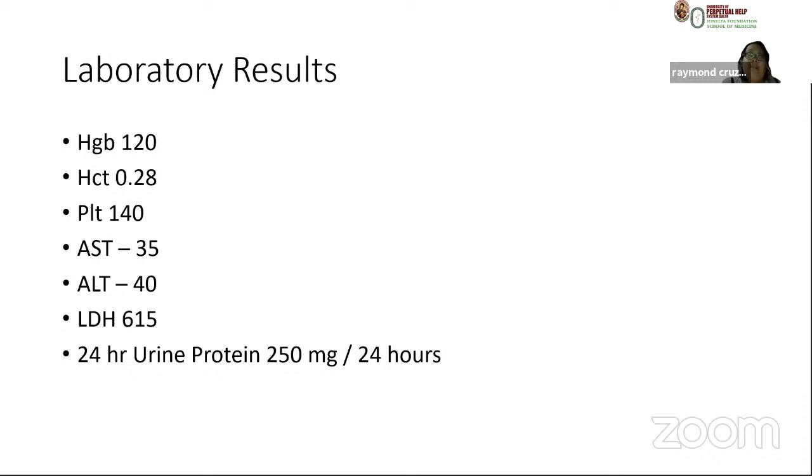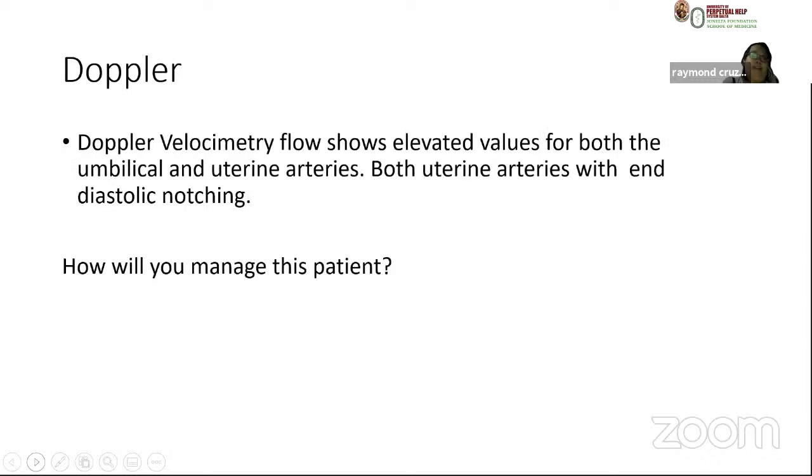So more or less, we have to look after this patient more closely than your other patients. Okay, but the other parameters are still within normal limits. Your Doppler is repeated also, and it says that both uterine arteries have end diastolic notching. So how will you manage this patient?